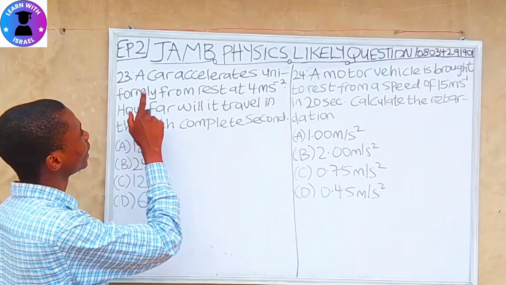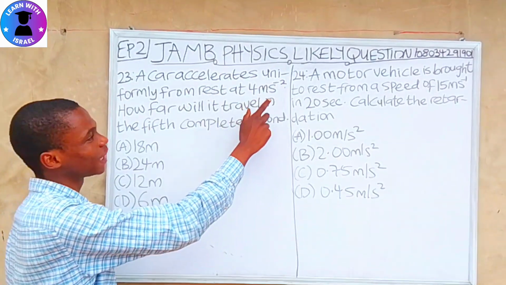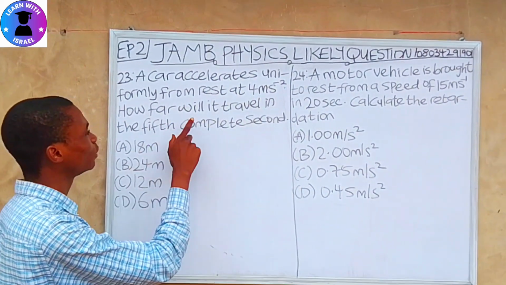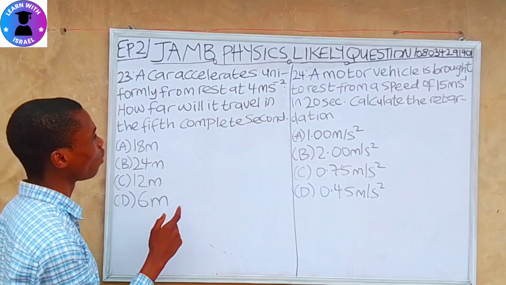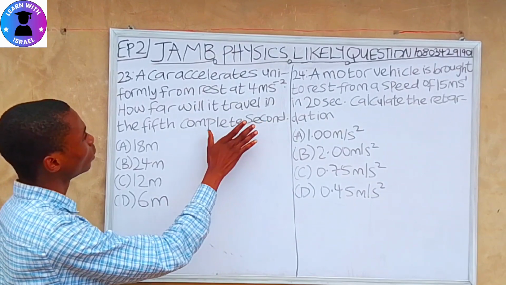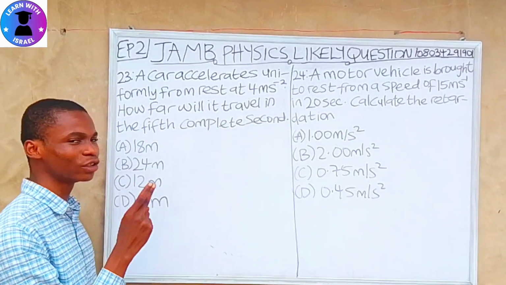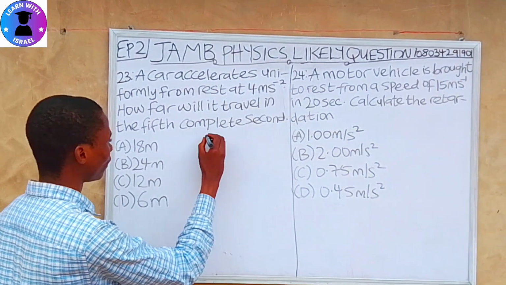Question 23. A car accelerates uniformly from rest at 4 meters per second square. How far will it travel in the 5th complete second? In the 5th complete second. So if you check the question well, we have 2 times, and I will explain how. So let's write out our givens.